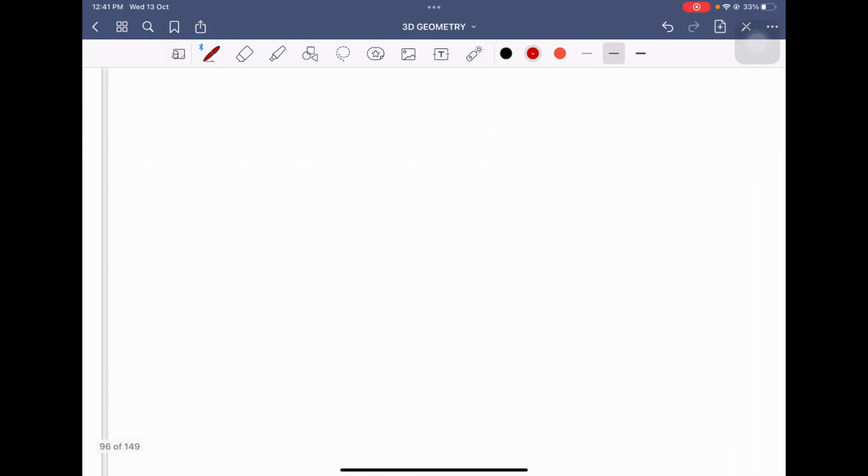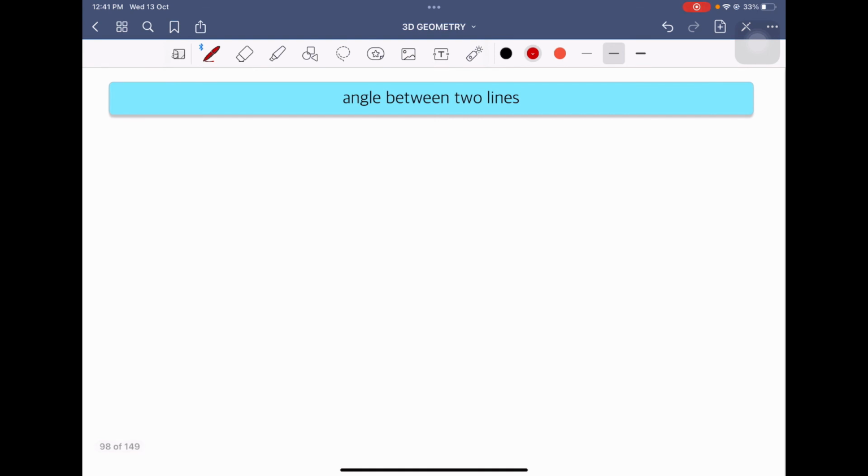Now from here we can move on to the next concept, that is the angle between two lines. It is very simple to find the angle between two lines.